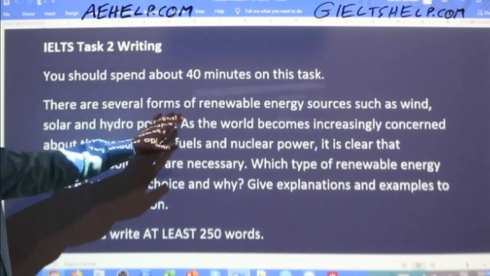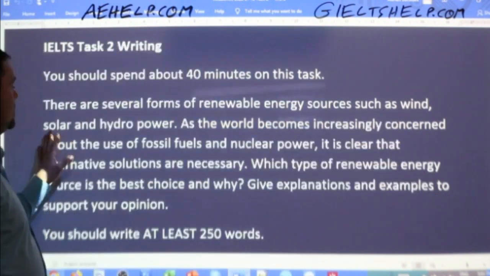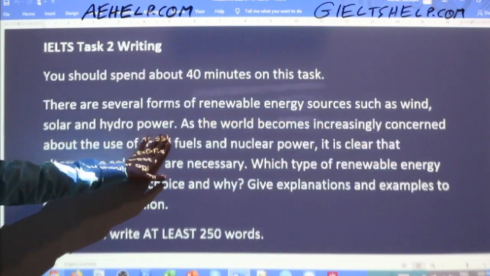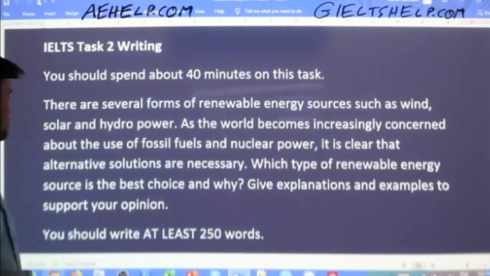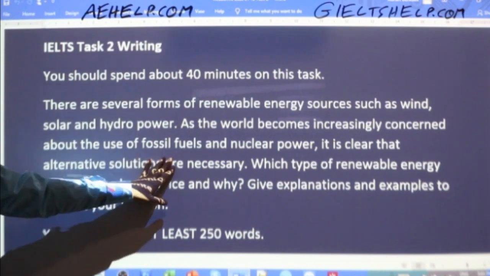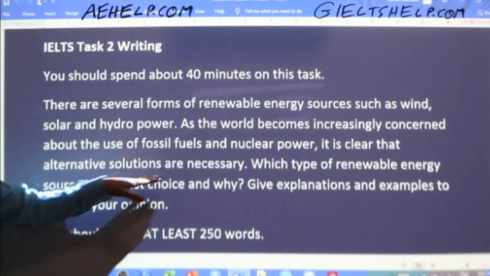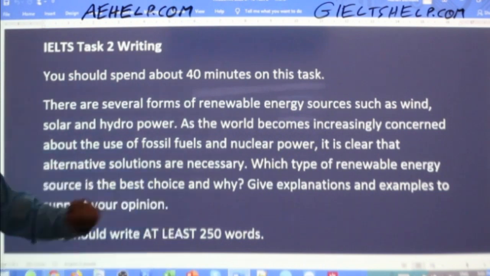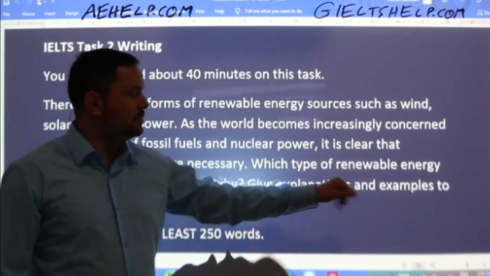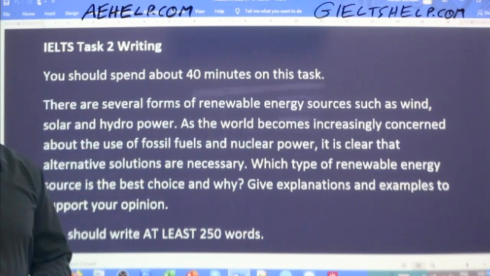There are several forms of renewable energy sources such as wind, solar, and hydropower. As the world becomes increasingly concerned about the use of fossil fuels and nuclear power, it is clear that alternative solutions are necessary. Which type of renewable energy source is the best choice and why? Give explanations and examples to support your opinion.